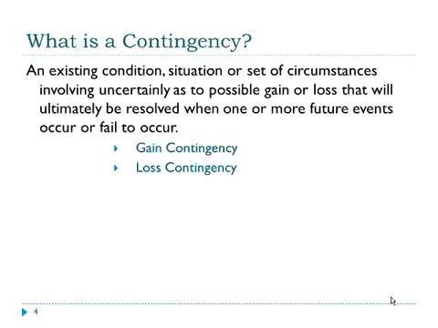What is a contingency? A contingency is an existing condition, situation, or set of circumstances involving uncertainty as to possible gain or loss that will ultimately be resolved where one or more future events occur or fail to occur. Contingencies can be gain contingencies or loss contingencies.